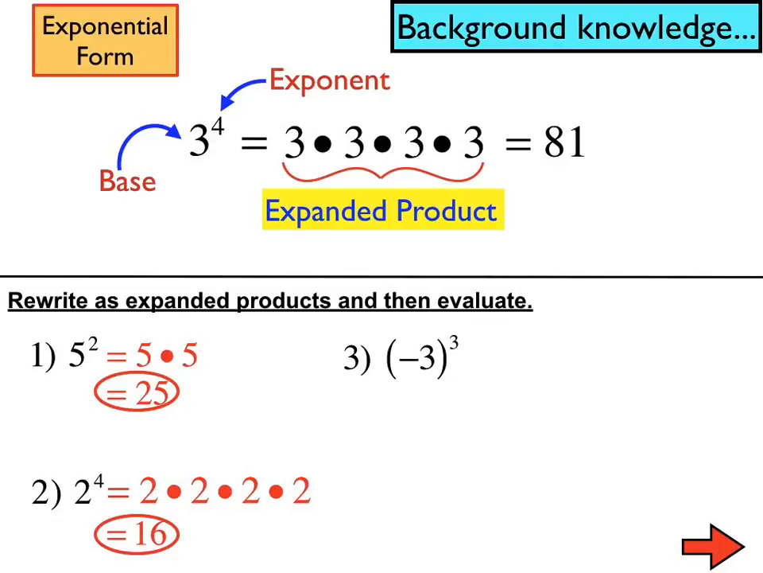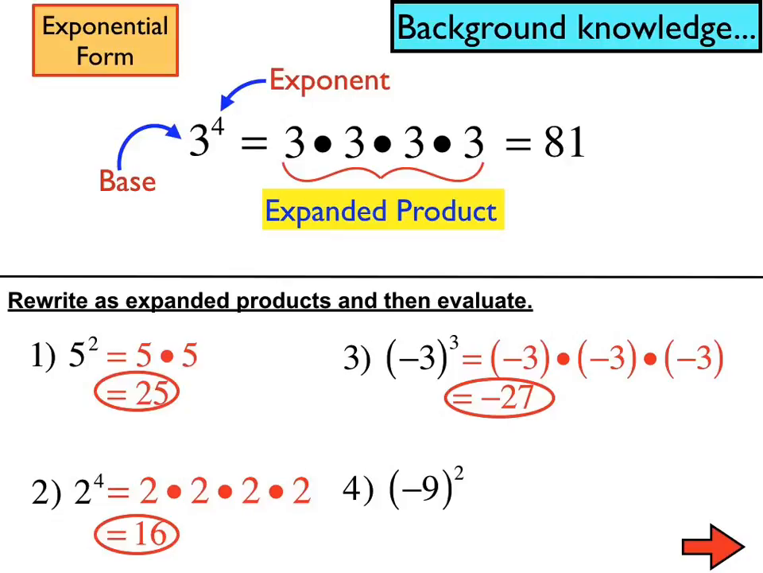Negative 3 in parentheses, to the 3rd power would be negative 3, negative 3, negative 3, which is negative 27. And then negative 9 times negative 9 would be positive 81. Excellent. Questions about yesterday's stuff?